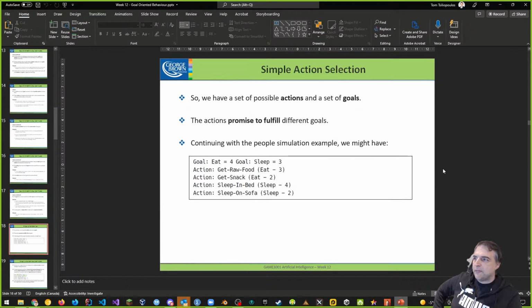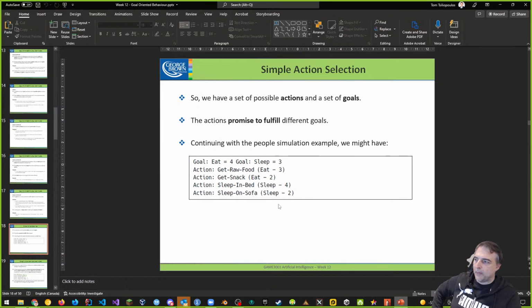So we have a set of possible actions so far and a set of goals. This is where we're at. Actions and goals, and we want to map actions to goals. We want to take the best action based on what goals we have. So here's a couple of goals. We're going with the people simulation. We have an eat goal with an insistence of 4 and a sleep goal with an insistence of 3.